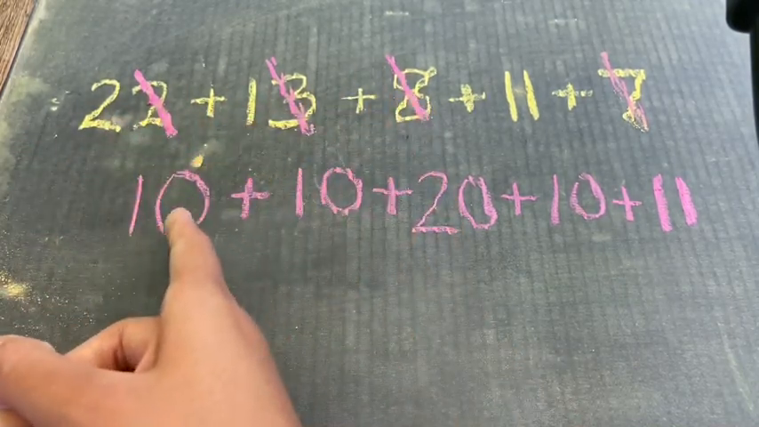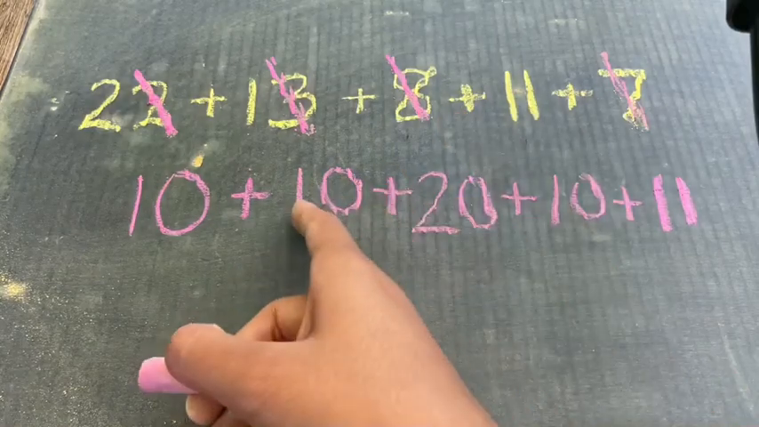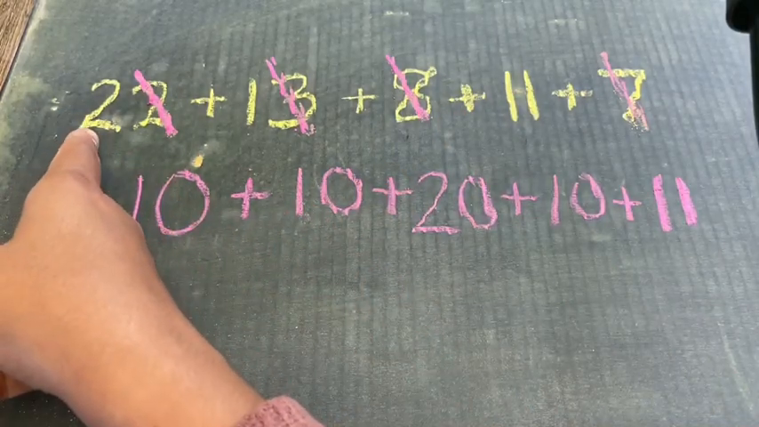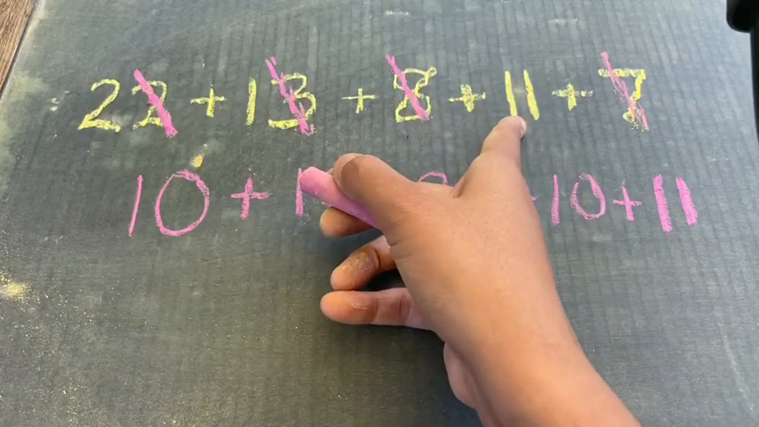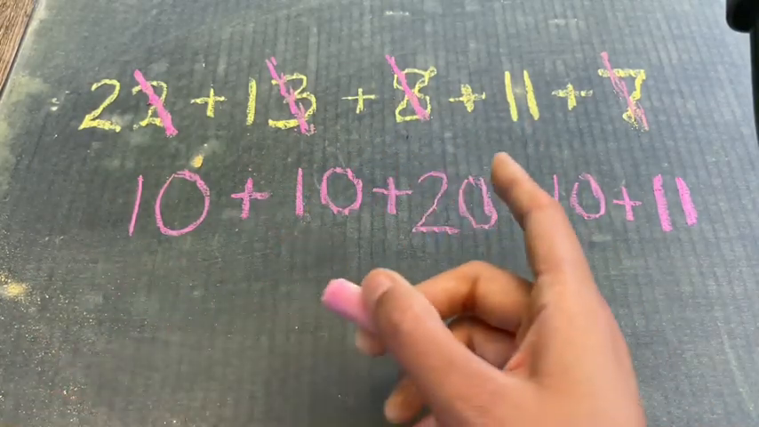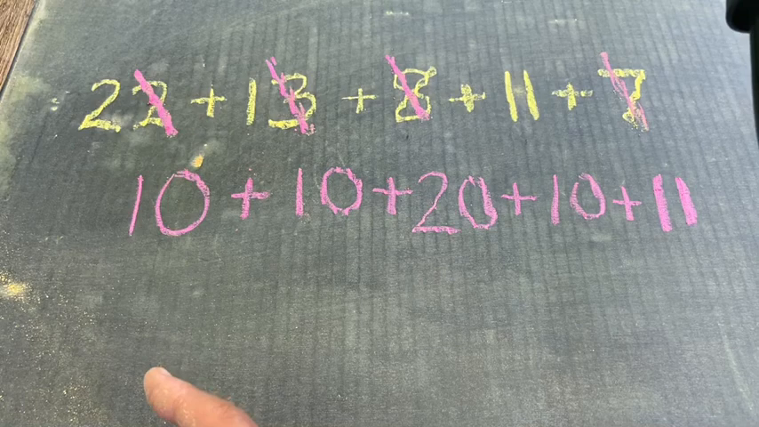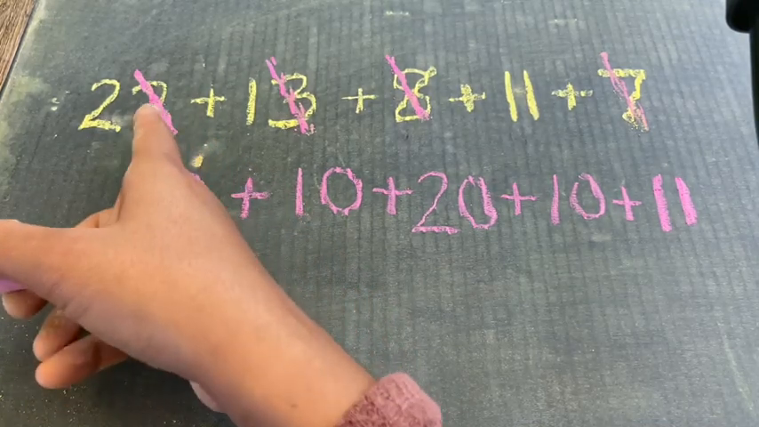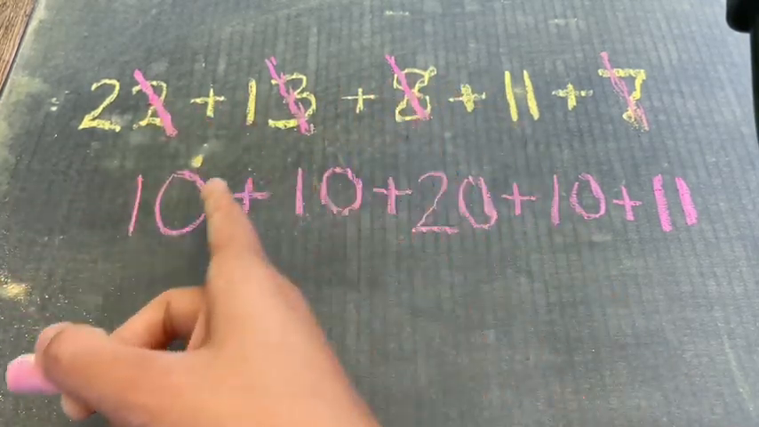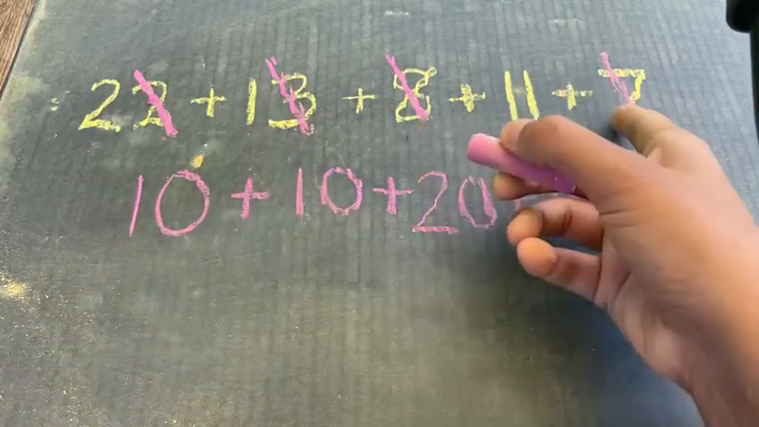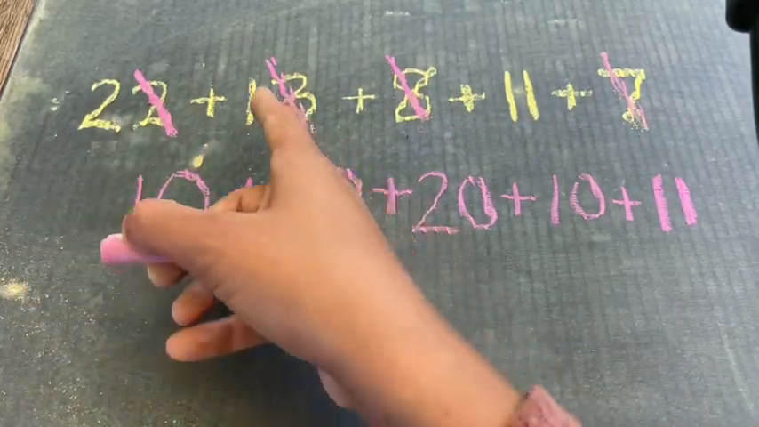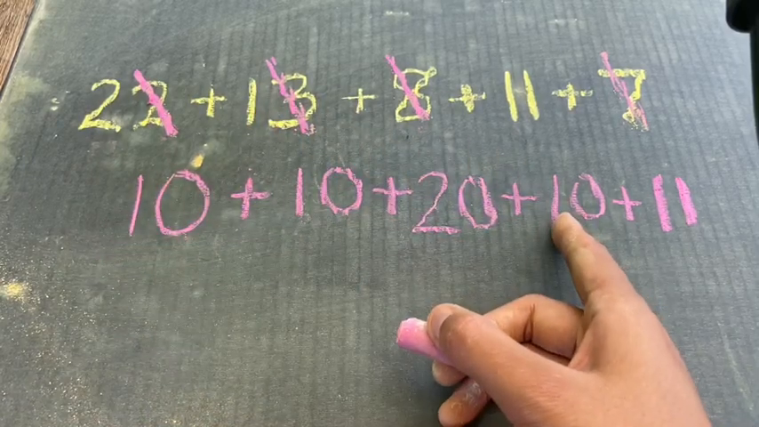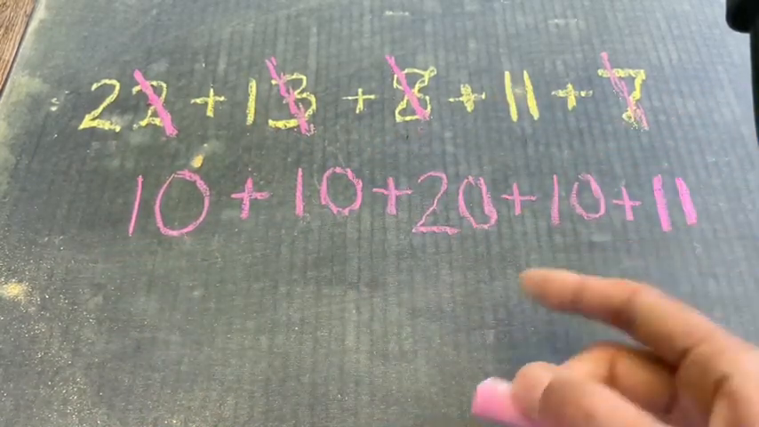2 and 8 made a 10. 3 and 7 made a 10. We picked up the leftover 20 and put it here. Wait, did I make too many 10s? 2 and 8 made 10. 3 and 7 made 10. Picked up the leftover 20 for here. Picked up the leftover 10 for here. And then stuck on this last number 11.